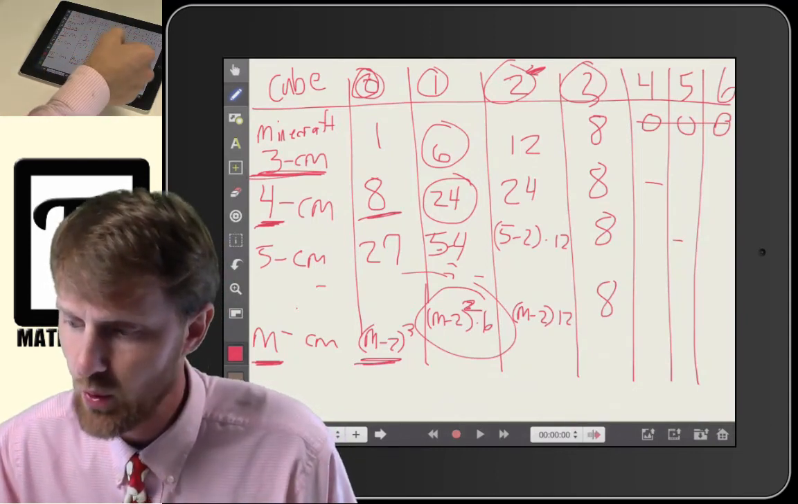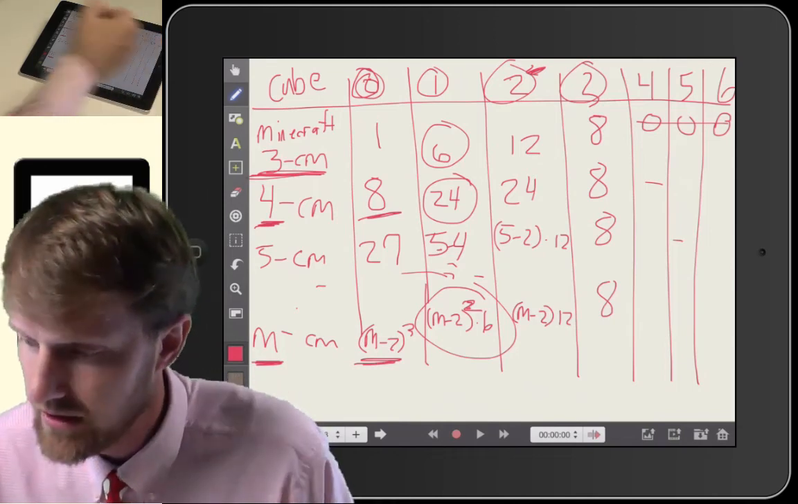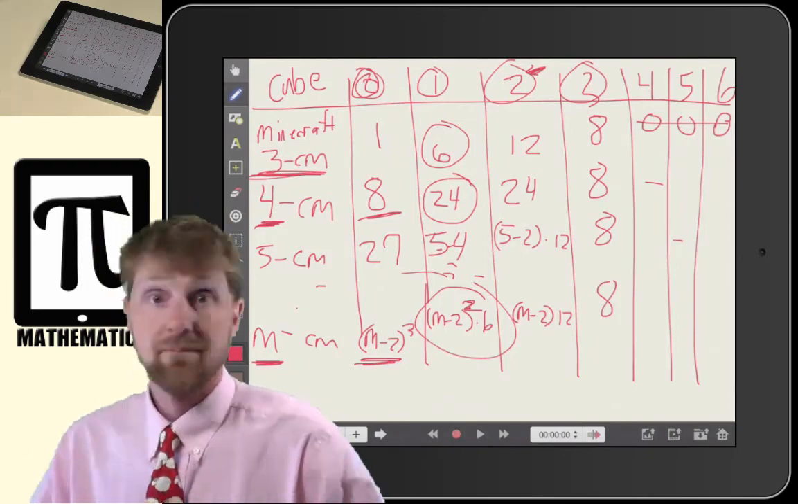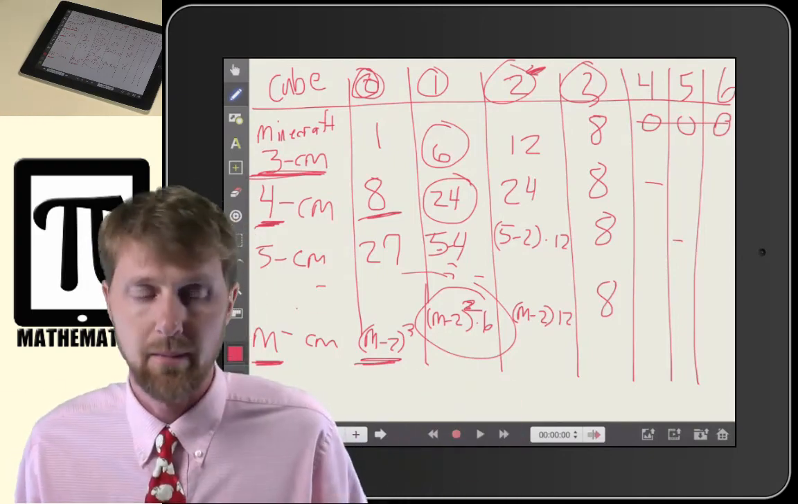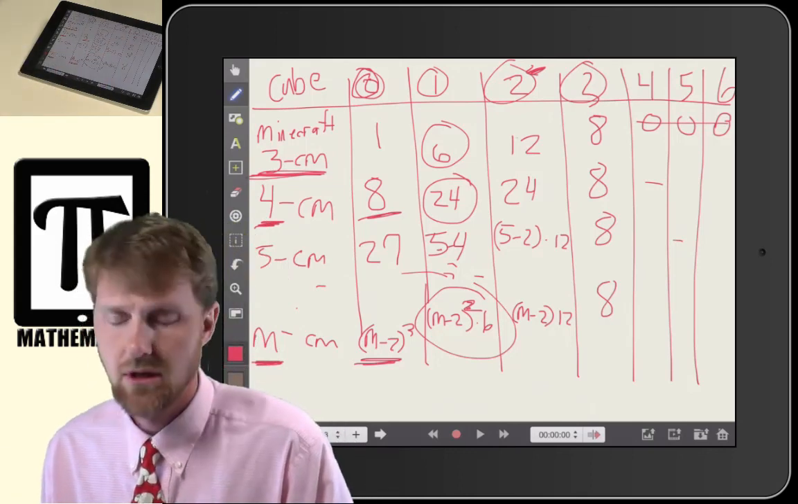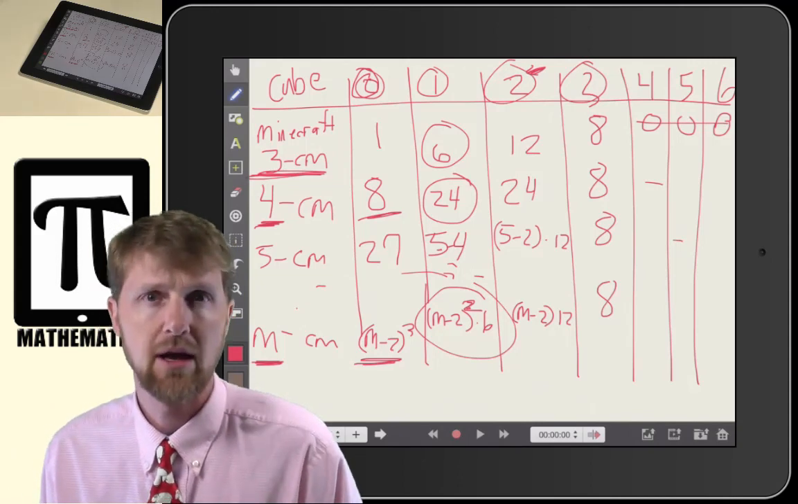M minus 2 squared times 6 is the rule for one side. M minus 2 times 12 is going to be for two-sided. So this is how you can work the problem. You can start off with Minecraft. You can use the HD, Block HD or BlockArt HD. You can write on it, use and explain everything.